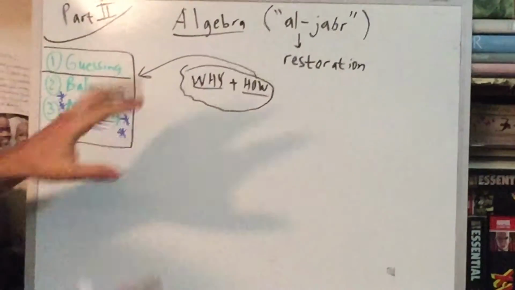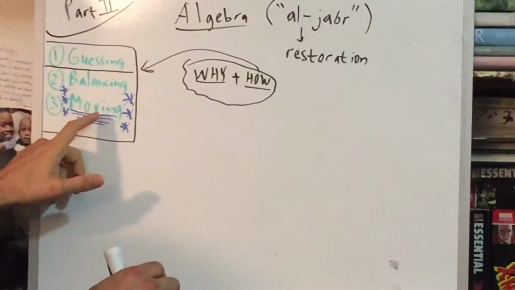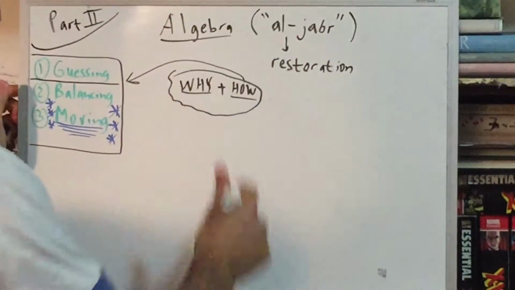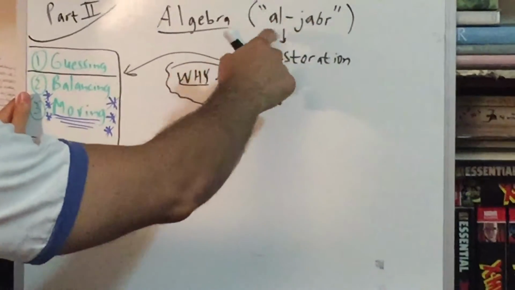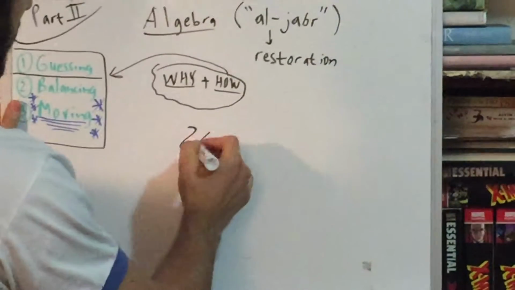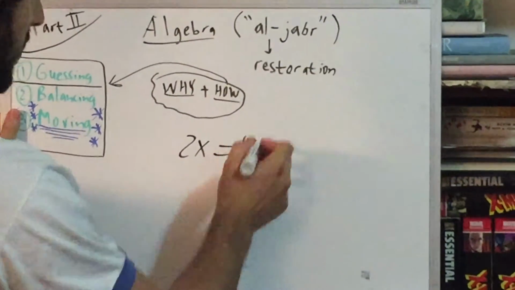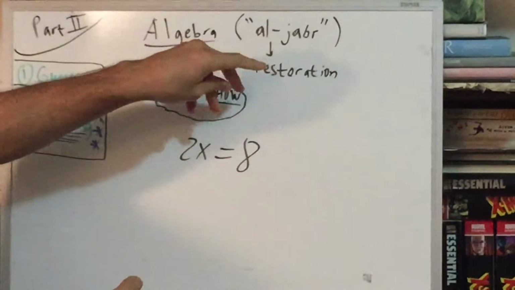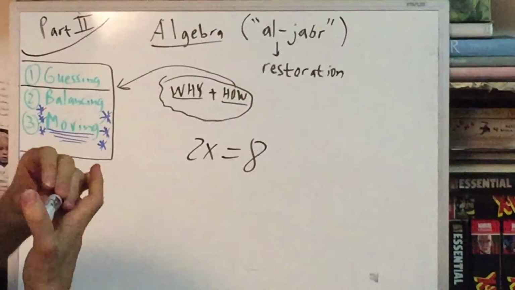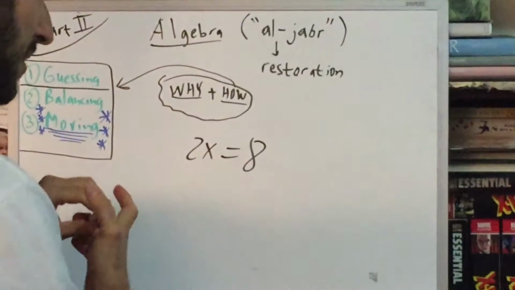So for those of you that think I already know this stuff, stay tuned and make sure you know number 3. All right, so what is it and why are we using it? By the way, this is the origin from the Arabic word, and it means restoration. Okay, so 2x equals 8. I mention this because math comes from a collection of ideas from different places. It's not just one civilization that came up with everything.